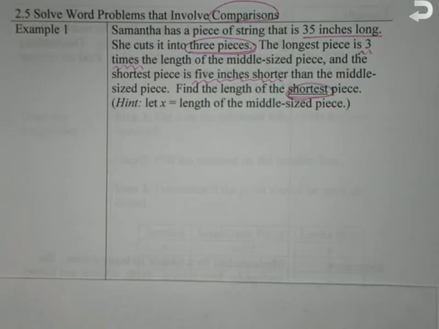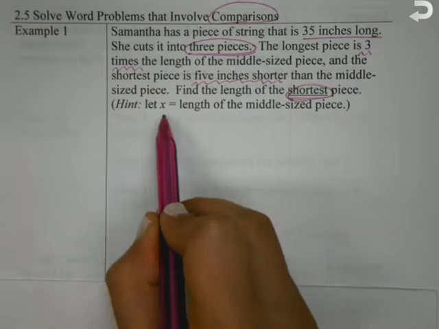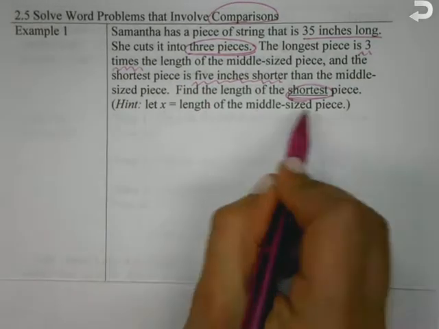So what we're going to have to do here is write an equation, solve, and then figure out which piece is the shortest. There are a lot of steps in here, but I give you a hint. The hint is let x equal the middle-sized piece. So we have to actually define that variable.